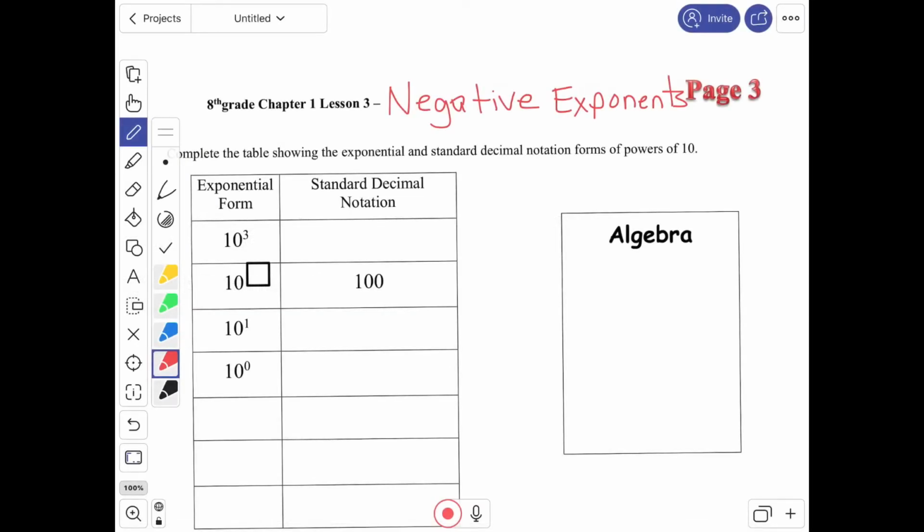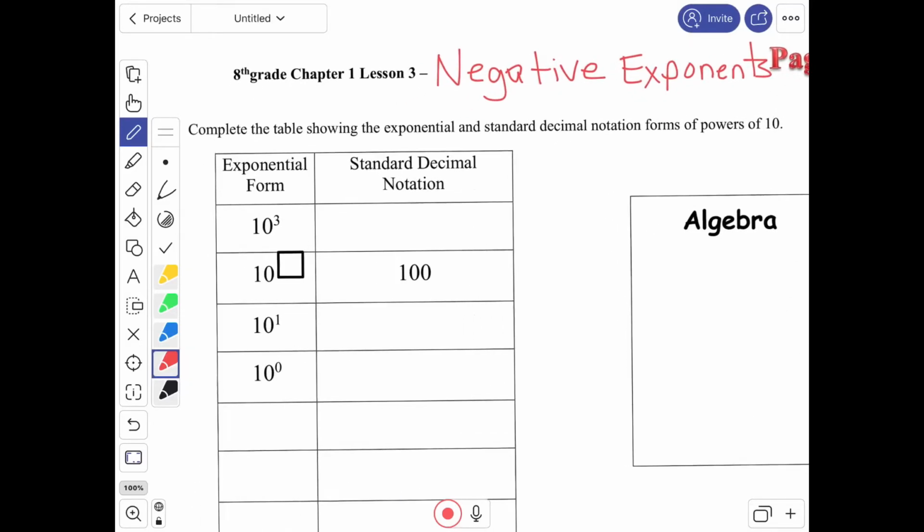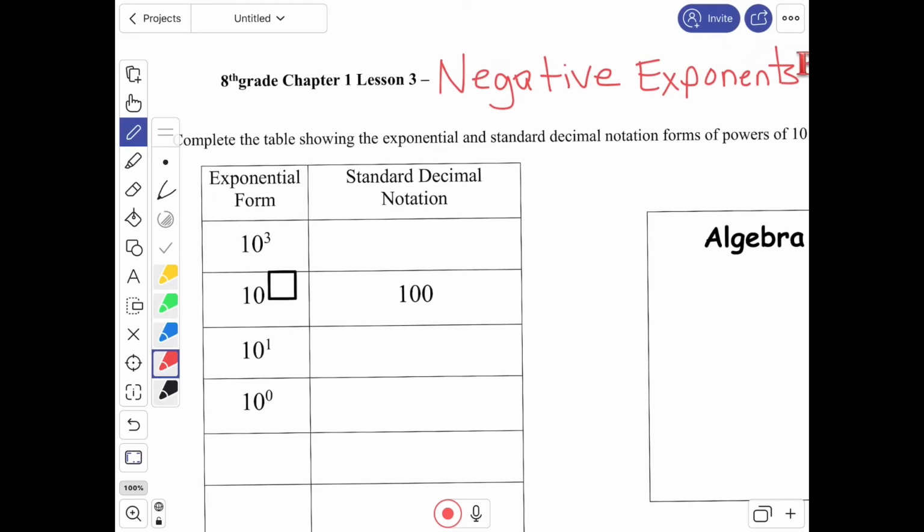Today we're doing 8th grade, Chapter 1, Lesson 3, Negative Exponents. We talked about exponents yesterday, and that would be this little number up here. It tells us how many times we're going to be multiplying the base. So that means that we're going to multiply 10 times 10 times 10. And we learned yesterday that with tens, the exponent tells us how many zeros we get. So tens are a little bit easier than most numbers.